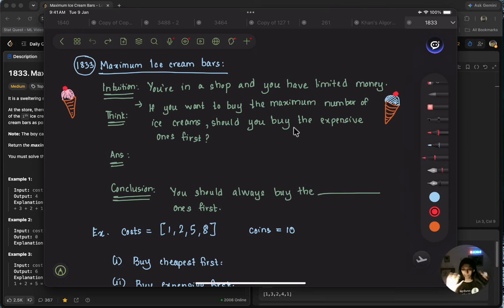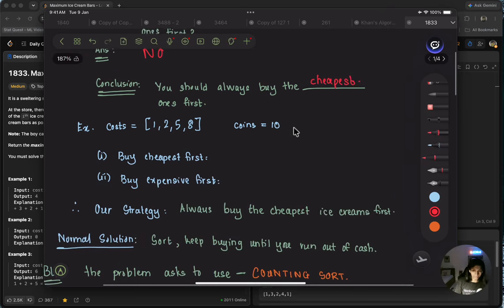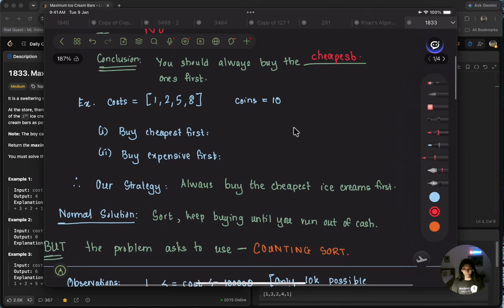If you want to maximize the quantity of something that you want to buy, you would obviously buy the cheapest one. As I've written here, for the maximum number of ice creams, should you buy the most expensive ones first? The answer is no. You should always buy the cheapest ones first, and this will give you the maximum number of items. The intuition is very simple. Let's just look at why we're doing this.